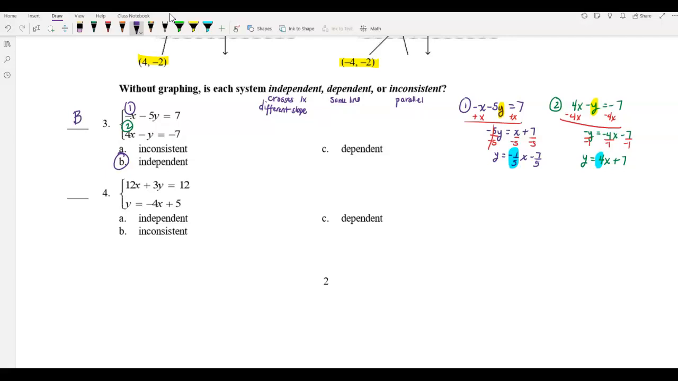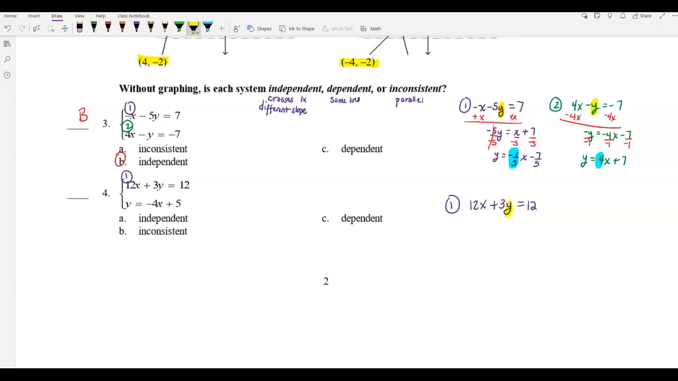All right, let's do this again for question 4. Let's do that unread real quick though. All right, so we have equation 1. So we'll come over here. Equation 1 is 12x plus 3y equals 12.